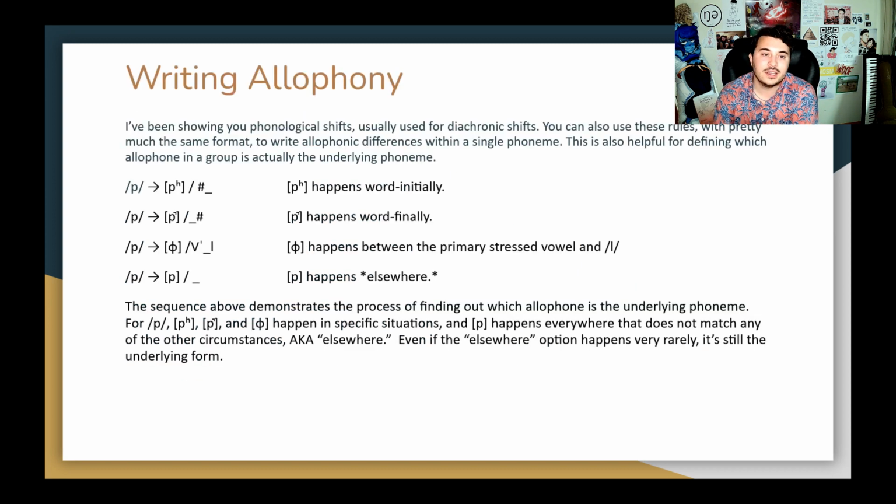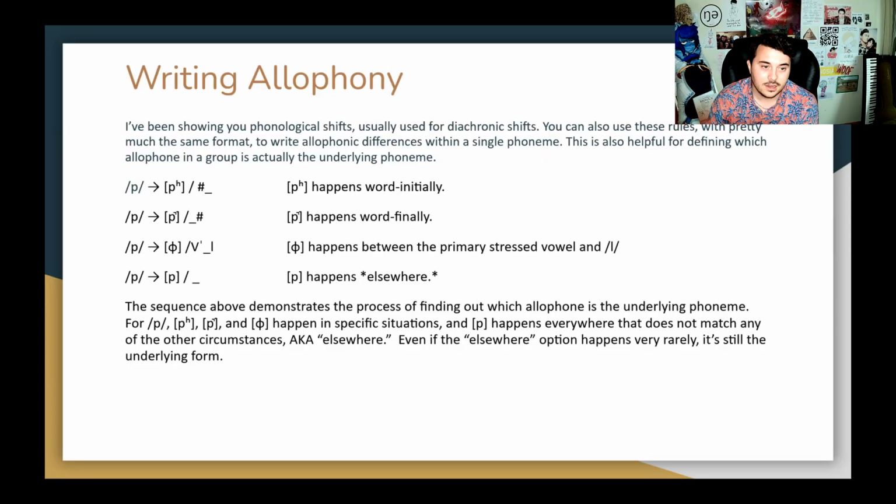Now, another question that I get a lot is, how do you write allophones with this kind of setup? Because it's pretty similar. I've been showing you phonological shifts, usually used for diachronic shifts, but you can use these rules with pretty much the same format to write allophonic differences within a single phoneme. This is also helpful for defining which allophone in a group is actually the underlying phoneme. So the order matters here, right?